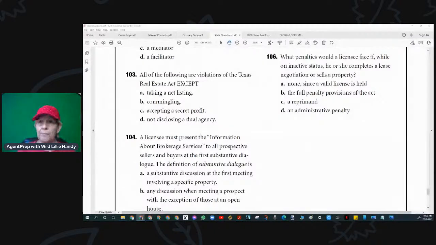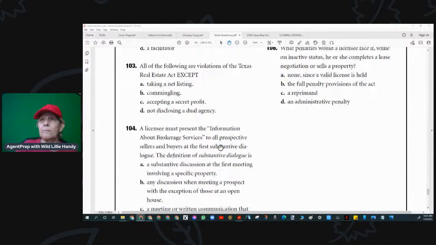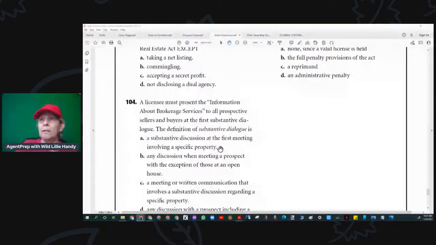104. Let's see if I can make it any larger. Oops. I guess that'll be the largest.